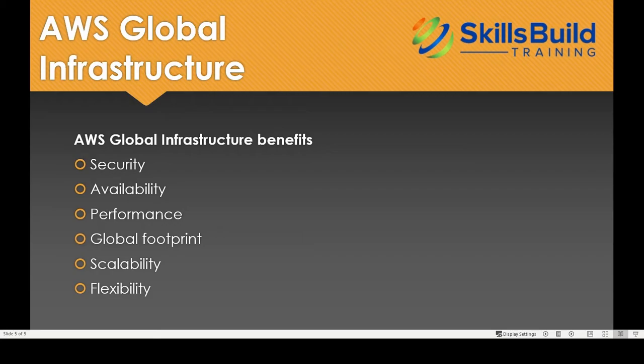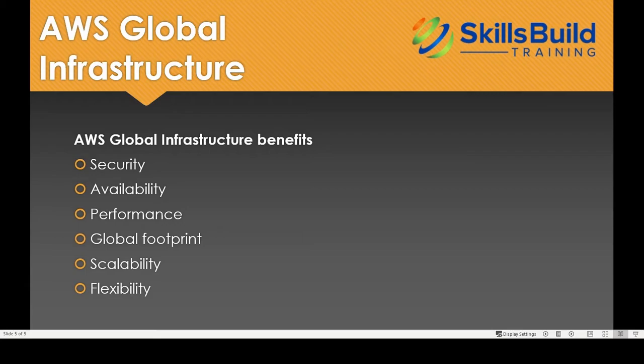Then we have performance. The AWS global infrastructure is built for performance. AWS regions offer low latency, low packet loss, and high overall network quality. This is achieved with a fully redundant 100 gigabits fiber network backbone, often providing many terabits of capacity between regions.